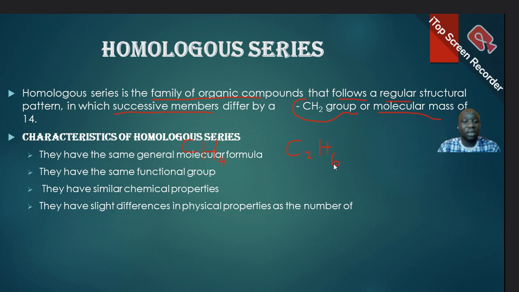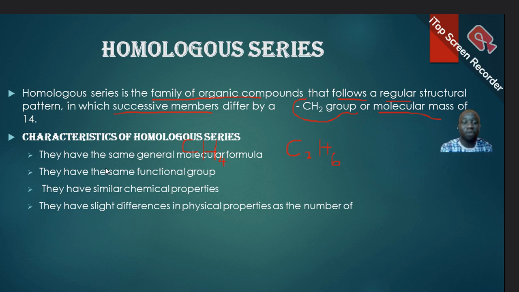Then we look at the characteristics of homologous series. We have different homologous series which we are going to look at in the next slide. What are the characteristics? Number one, they have the same general molecular formula. Take note, I didn't say the same molecular formula. The molecular formula is specific to each compound, although some compounds have the same molecular formula, which we will talk about later. But compounds that belong to the same homologous series have the same general molecular formula. We look at how the general molecular formula looks like.